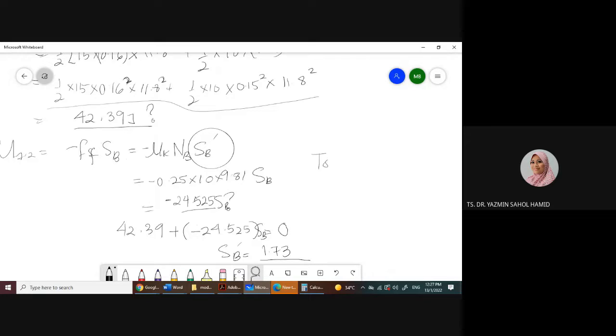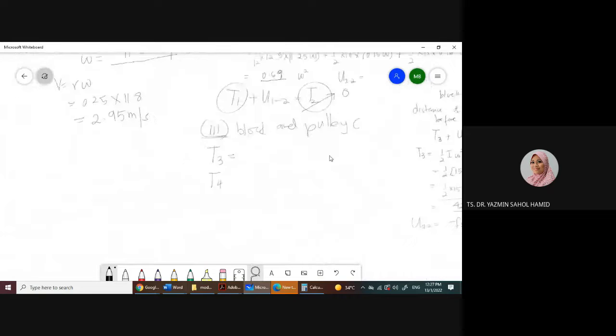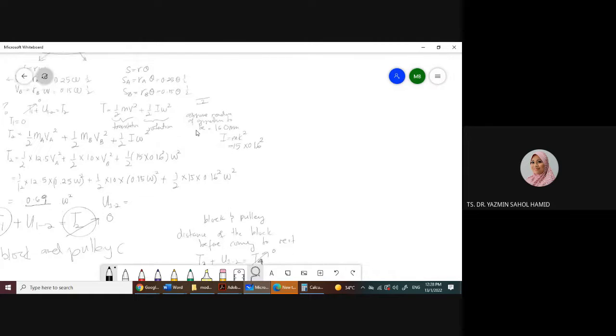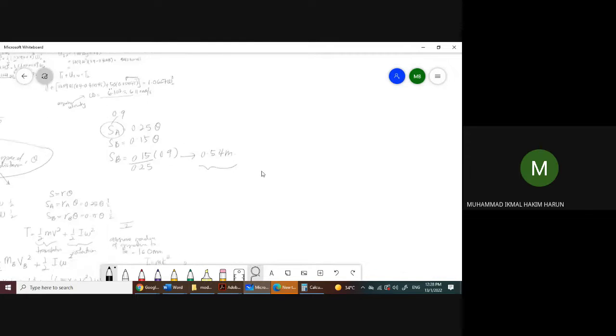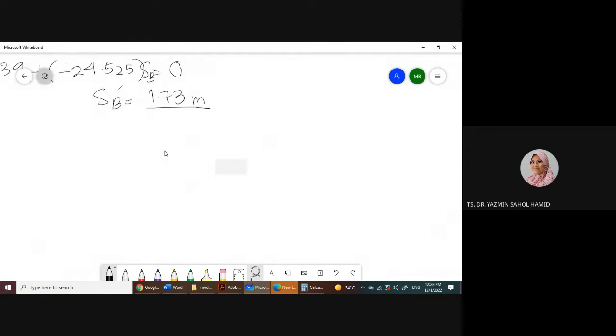Right. Okay, so it means when it asks for total distance, you can add them. So the total distance of block B before coming to rest is 1.73 plus the distance you calculated earlier. How much was that? What was the distance calculated earlier? SB earlier, Aniha. Oh, 0.54. So the total distance will be both.